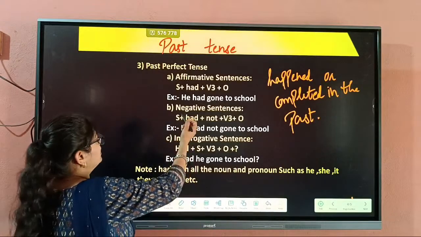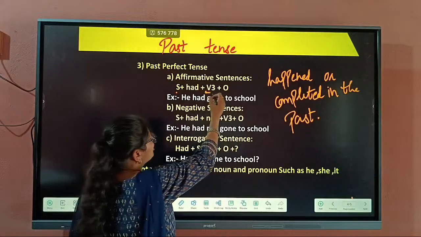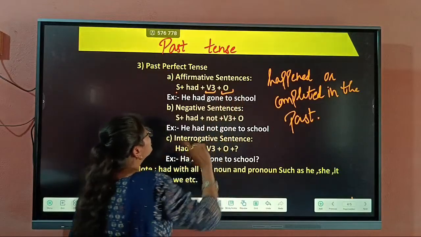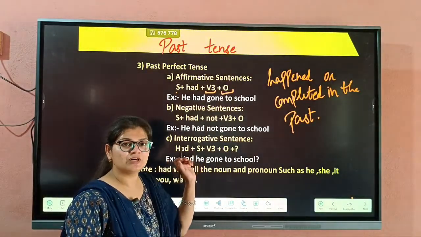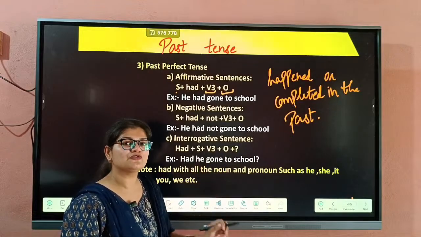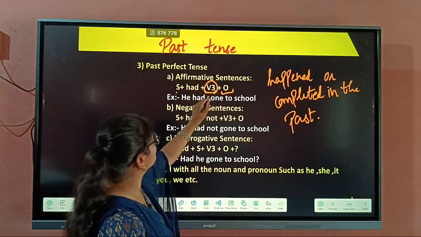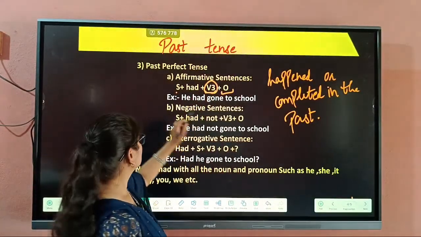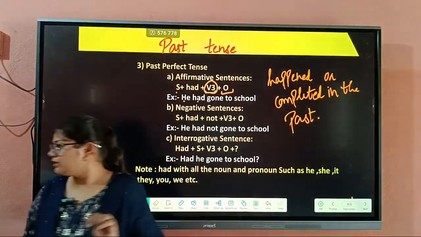How? In the affirmative sentences, we will use subject plus had plus verb's third form plus object. Please students, note it down that in the first part we use the verb's second form. In the second part, continuation, we use verb's first form plus ing, and in this part we use verb's third form. Okay. Now, he had gone to school. Clear, students?